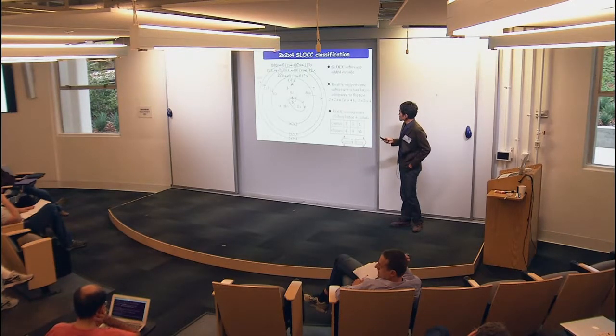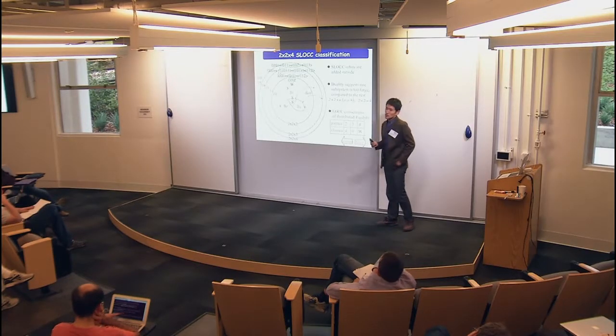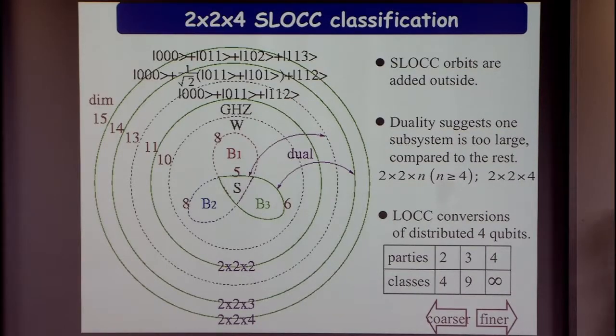So this is what I got for the little bit bigger case. For example, we consider the 2 by 2 by 4 case, and we see the same structure in the middle part. This part is the same as the 3 qubit case, but now the third dimension is 4, so we have more orbits.